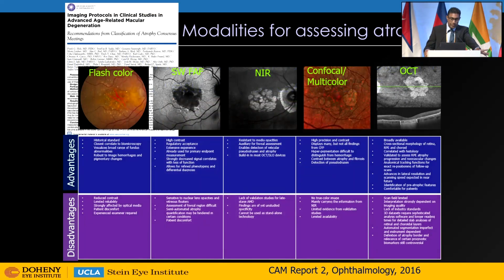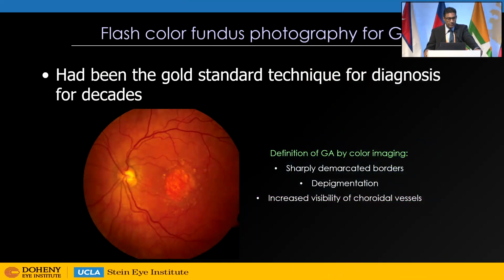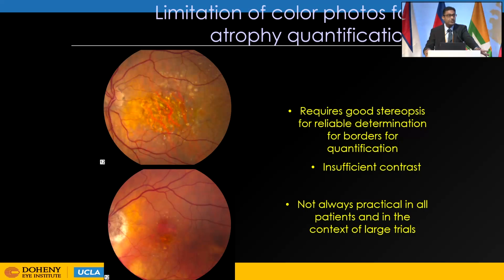A few years ago, we published this report summarizing some of the advantages and disadvantages. This is not meant for reading. I just wanted to throw the reference there if someone's interested. But I also want to highlight that flash color photography has been the gold standard for diagnosis for many decades. We have this very nice definition for atrophy: looking for sharply demarcated borders of depigmentation with increased visibility of choroidal vessels.